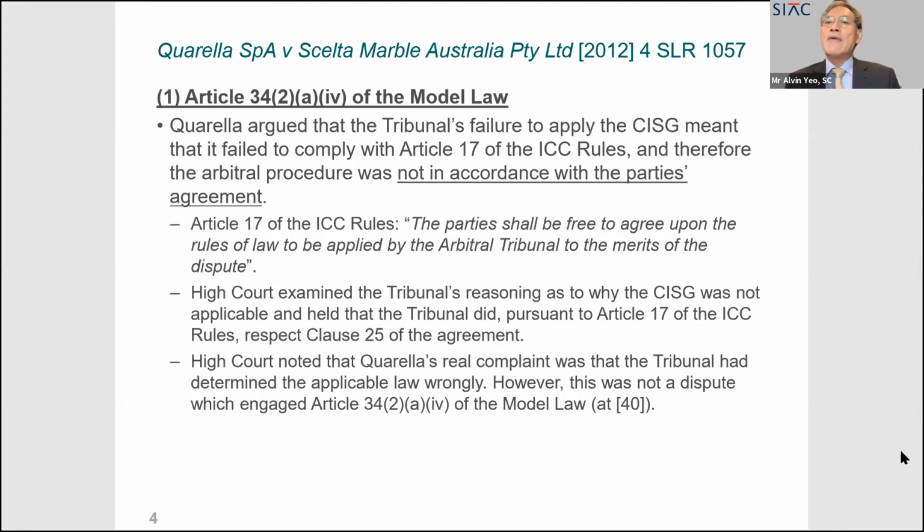So for instance, you have Article 17 of the ICC rules, which provides that the parties are free to agree upon the rules of law to be applied by the arbitral tribunal to the merits of the dispute.